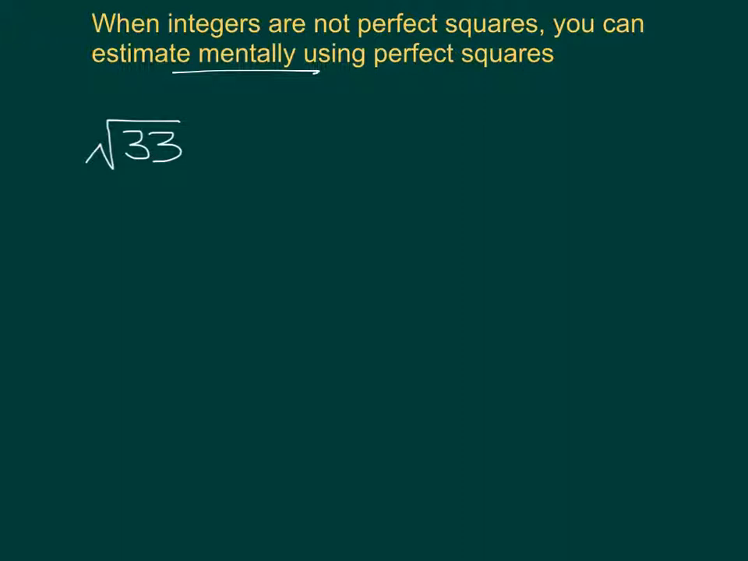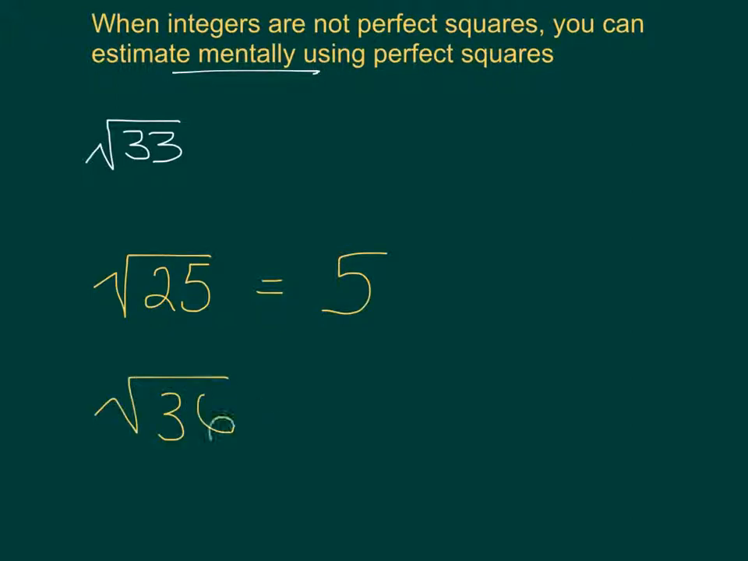So the squares that are before and after 33 is the square root of 25, which is 5, and the square root of 36, which is 6. Since the square root of 33 is closer to the square root of 36, you would say that the square root of 33 is almost 6, or approximately 6.